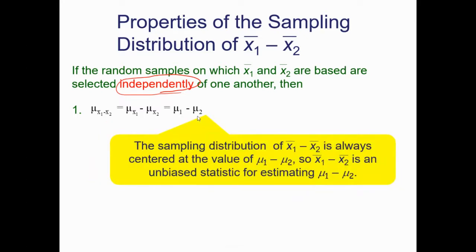The sampling distribution of X1 bar minus X2 bar is always centered at the value of mu1 minus mu2. So that way, the difference of the sample means is an unbiased statistic. Remember, we don't want to introduce bias or give a biased statistic. We want to keep things as unbiased as possible.